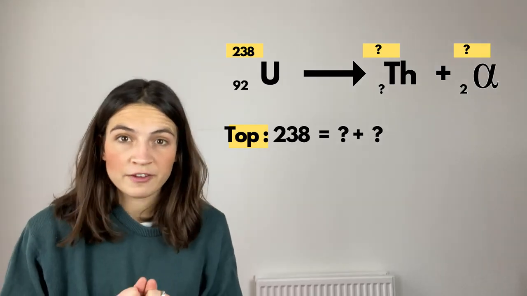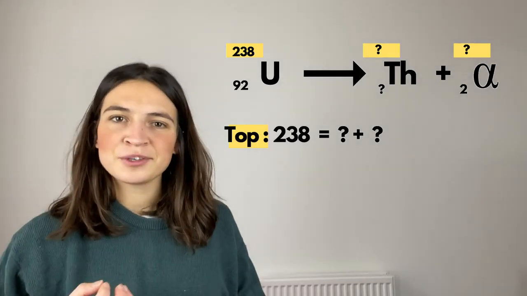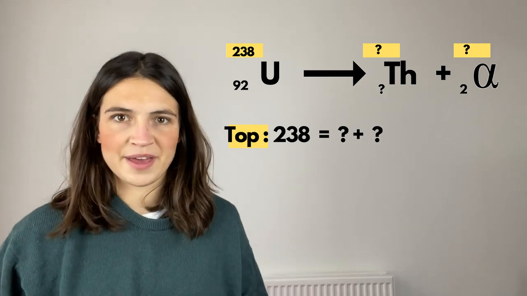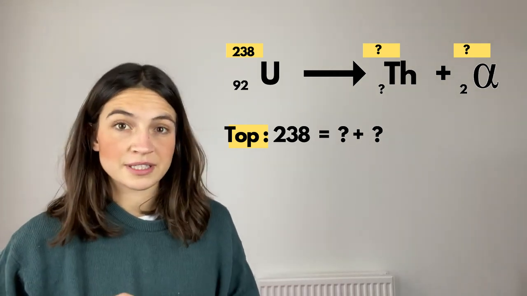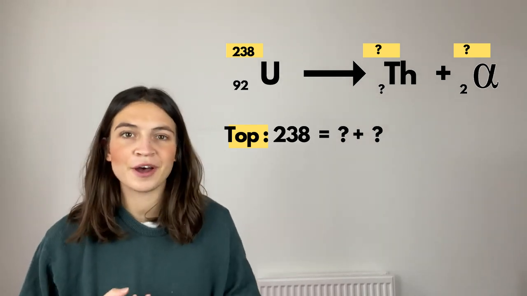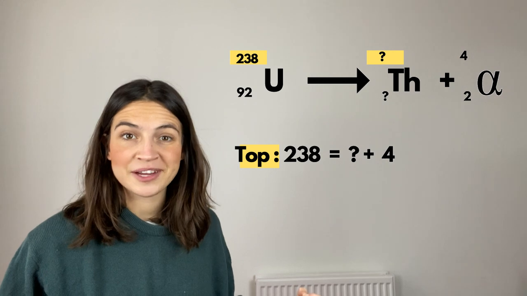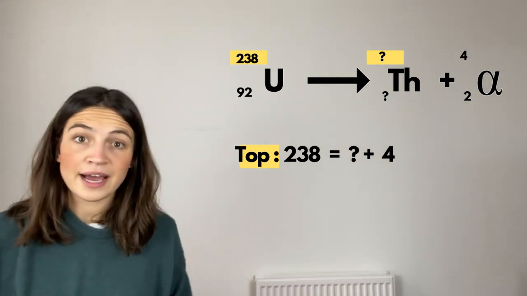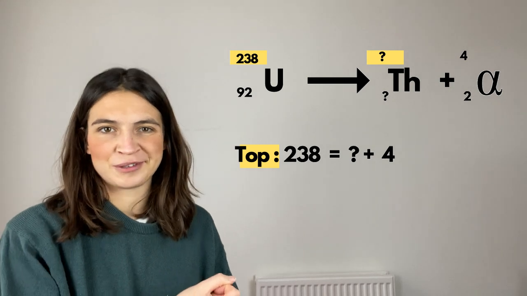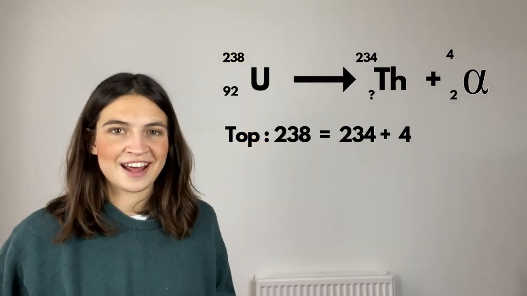So my top line of maths here reads 238 equals something plus something. Now I can fill one of those numbers in straight away. I know that all my alpha particles have a top number of 4, so I can put that into my equation. Okay, so my top line now reads 238 equals something plus 4. My missing gap must be 234.